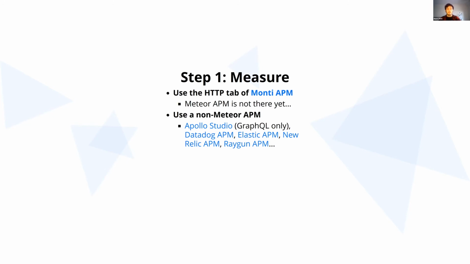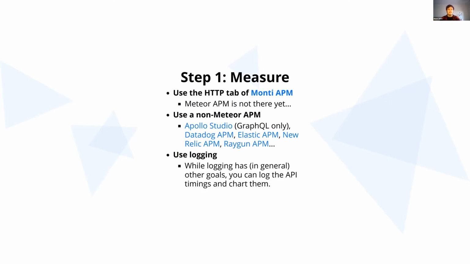APMs are really great tools for doing that. And they don't have to be really Meteor-centric. You can just use any generic Node.js one. But also you can use logging. And that's maybe also not so trivial, but I know logging has a different meaning.